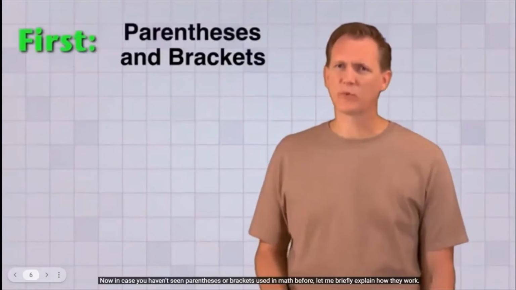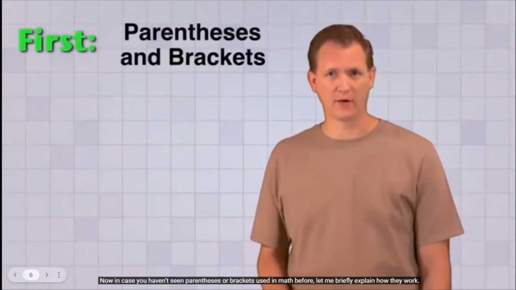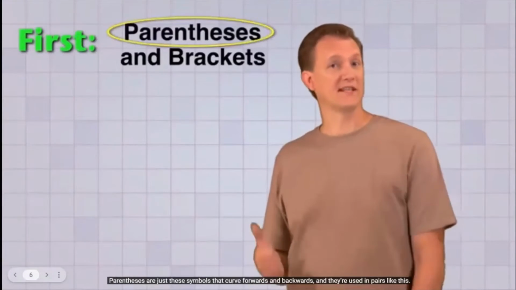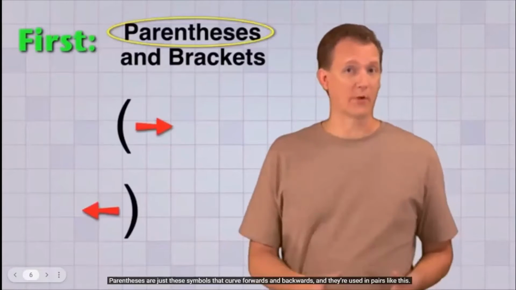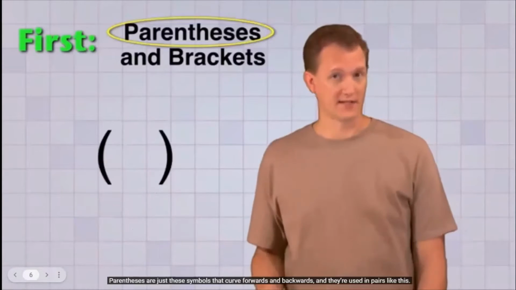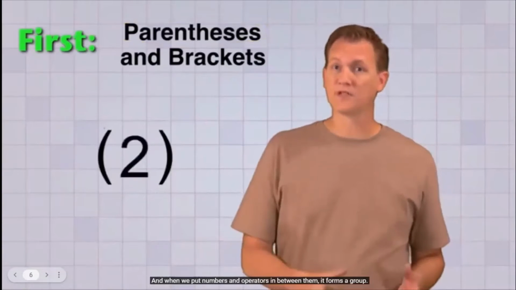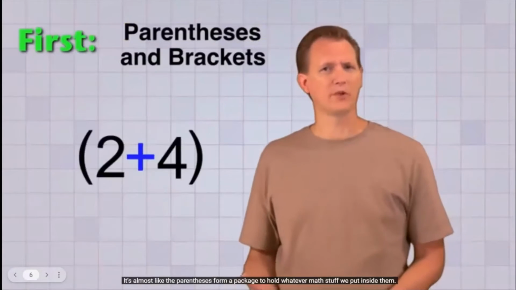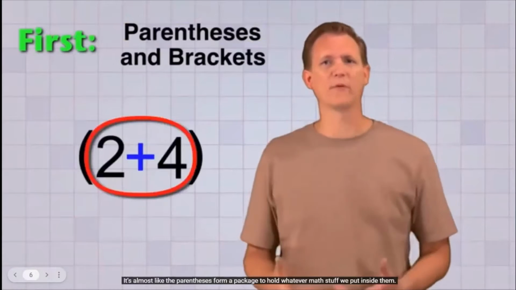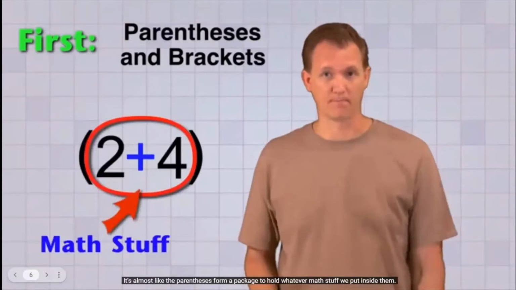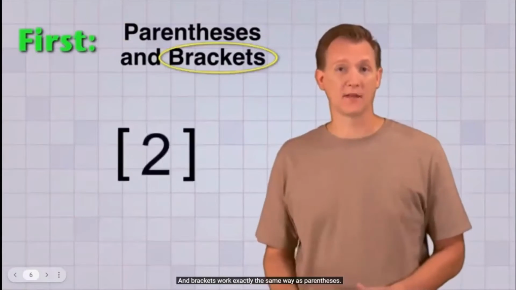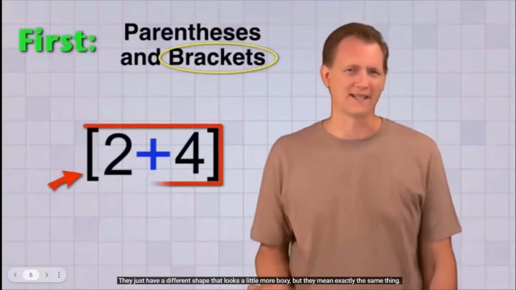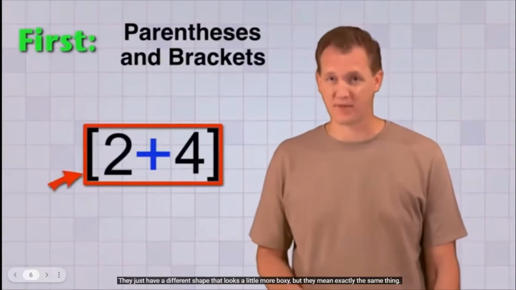Now, in case you haven't seen parentheses or brackets used in math before, let me briefly explain how they work. Parentheses are just these symbols that curve forwards and backwards, and they're used in pairs like this. And when we put numbers and operators in between them, it forms a group. It's almost like the parentheses form a package to hold whatever math stuff we put inside them. And brackets work exactly the same way as parentheses. They just have a different shape that looks a little more boxy, but they mean exactly the same thing.